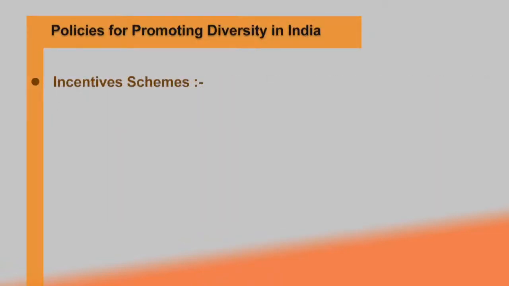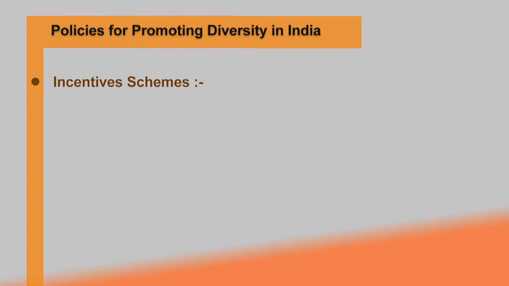And incentive schemes. So far we have discussed how to bring students from diverse backgrounds into the college. That is one way. The second is how to increase the demand for higher education. Incentive schemes are in fact a way to increase the demand for higher education among the disadvantaged and underrepresented groups.